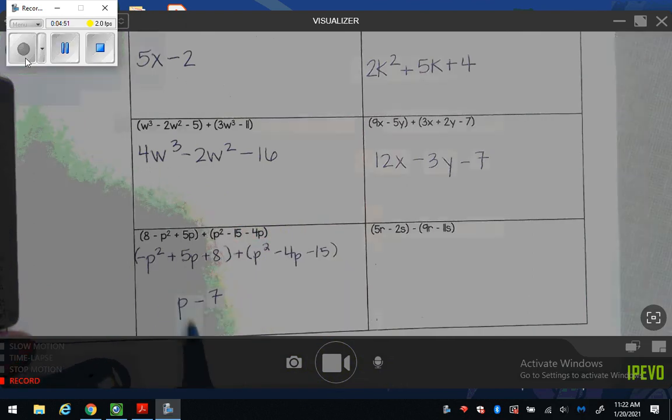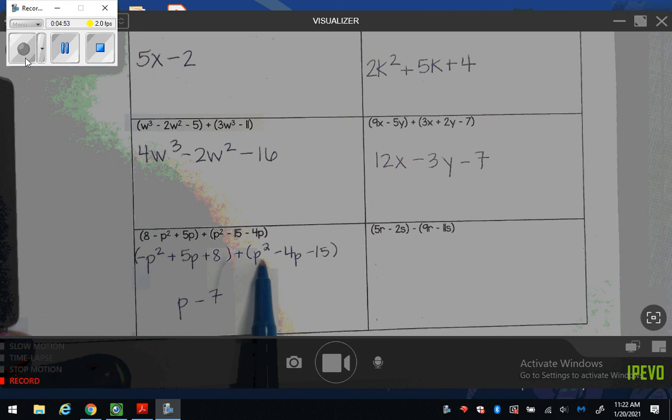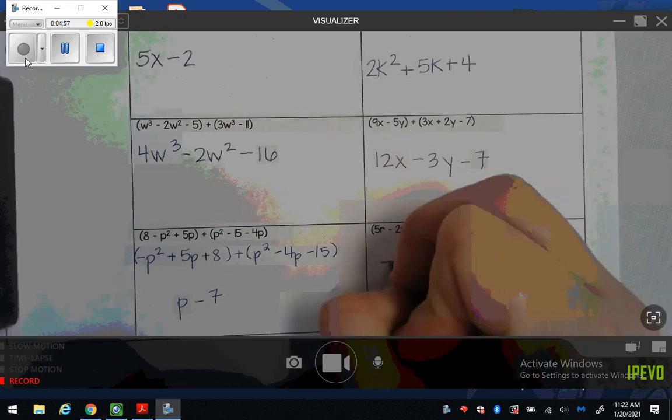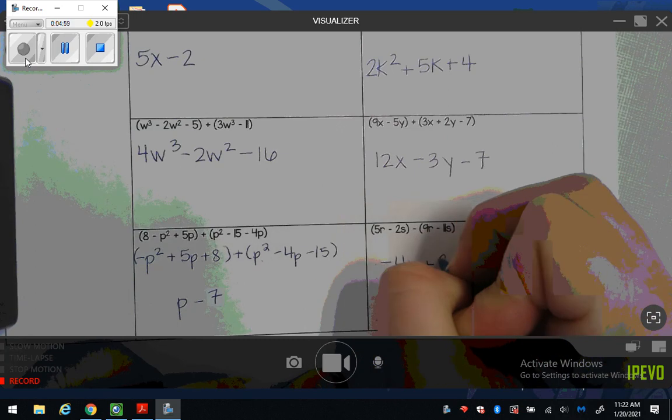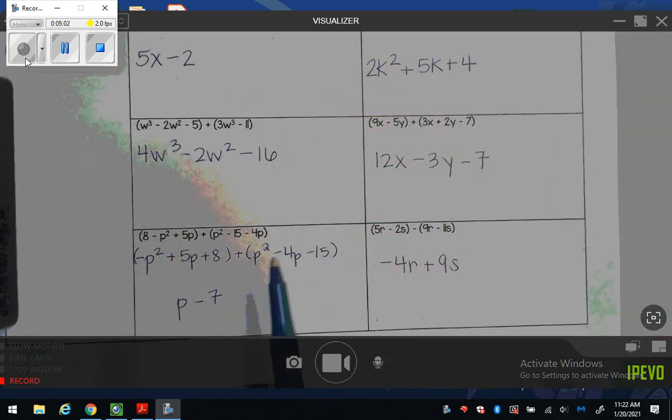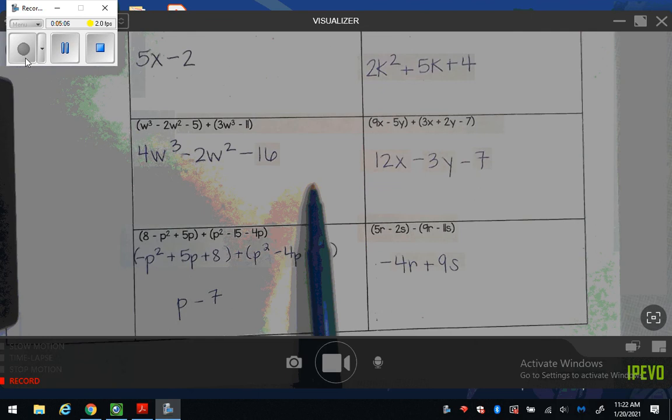Be careful on that one. Negative p squared plus p squared, those are going to cancel. So you just have p plus 7. Okay, so hopefully you paused the video, you came back and you tried those 4 and you got those correct. Now let's flip it over onto the back.